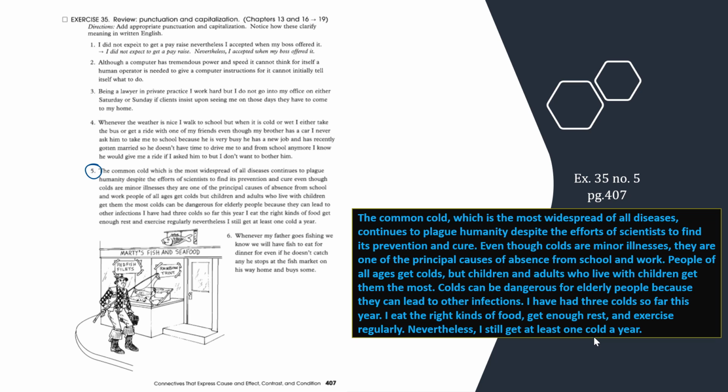Full stop. Nevertheless, with capital letter of N, and after nevertheless, there is a comma. I still get at least 1 cold a year. Full stop. That is the right punctuation of number 5.